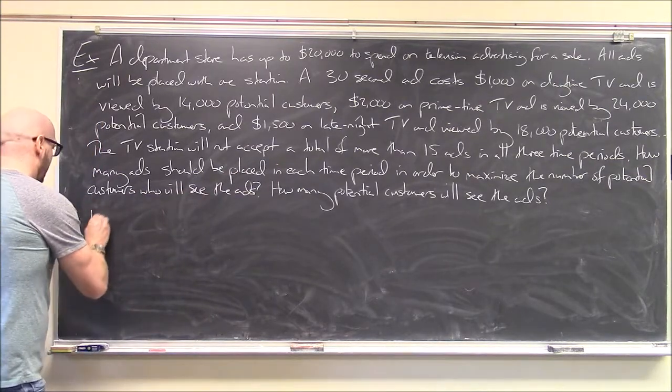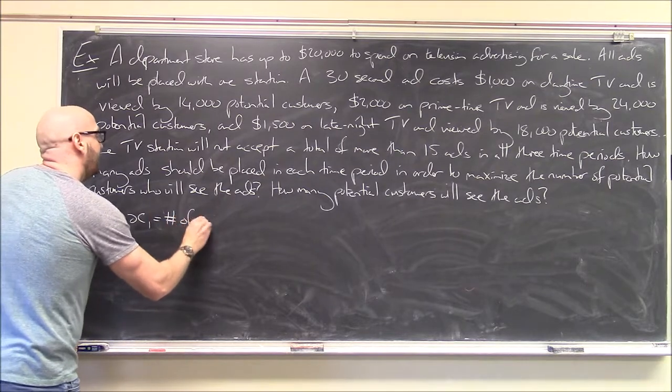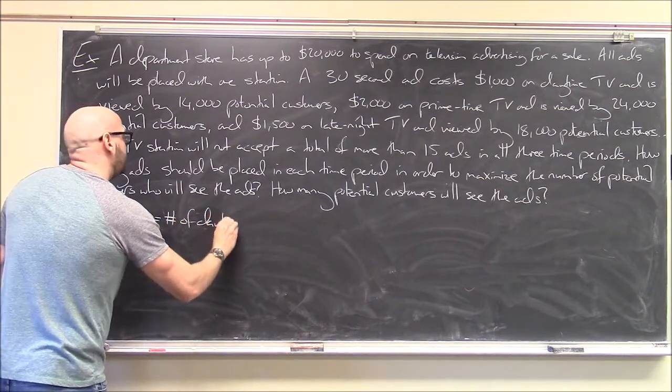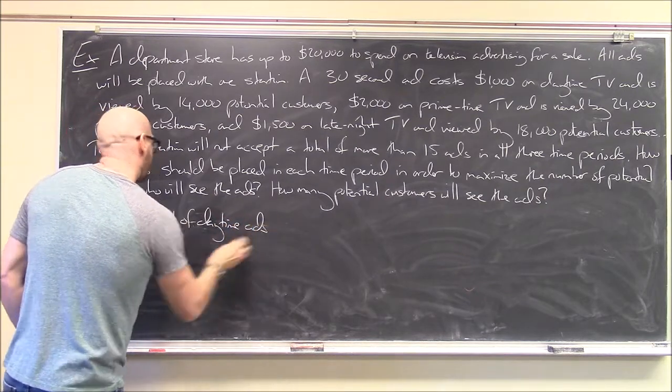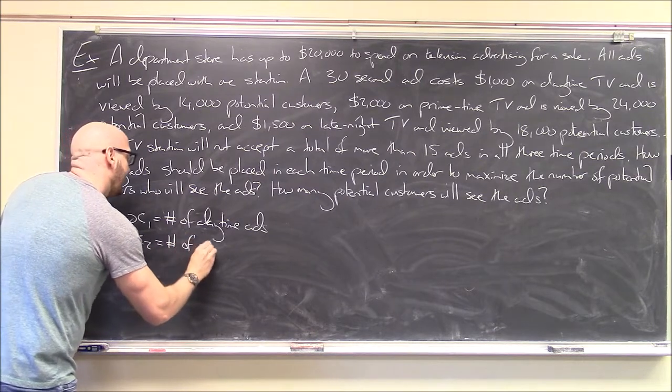So let's let x1 be the number of ads. Let's call it number of daytime ads. We'll let x2 be the number of primetime ads.